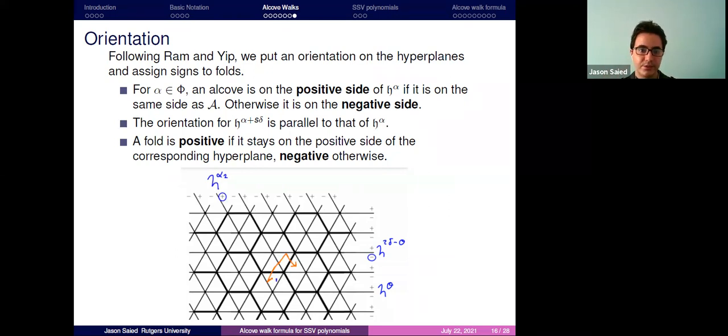So this orientation lets us put a sign on a fold. So whenever the fold is reflected over a particular hyperplane, it takes on the sign of that hyperplane there. So here we fold at the alpha 2 hyperplane and we're on the positive side. So we say this is a positive fold. Similarly, for our second fold in this walk, we fold here at the 2 delta minus theta hyperplane, and that's the negative side of that. So we would call this a negative fold.